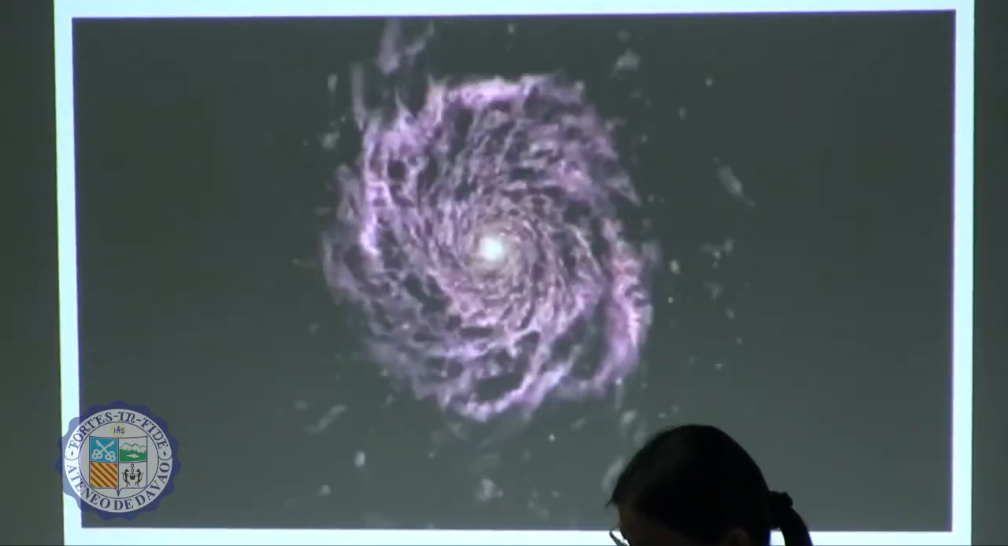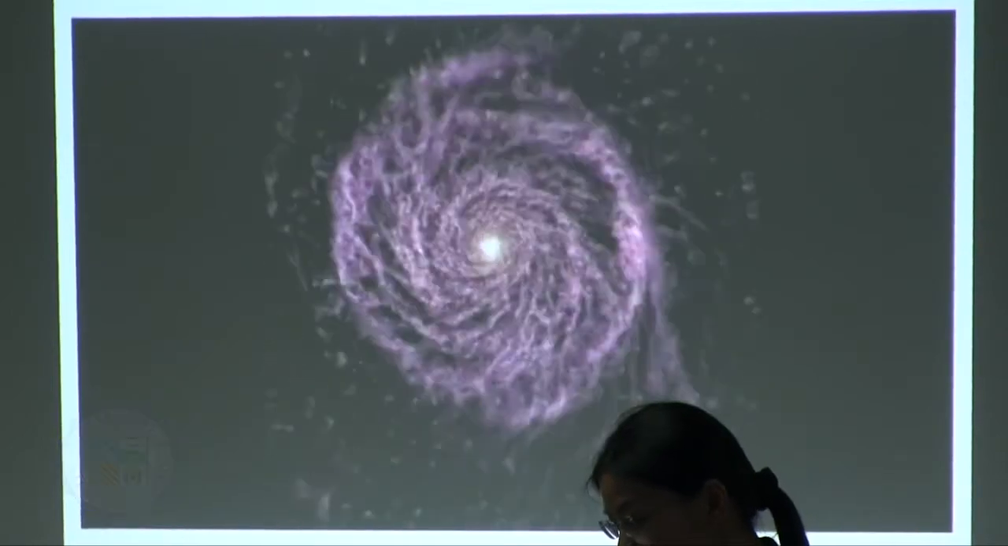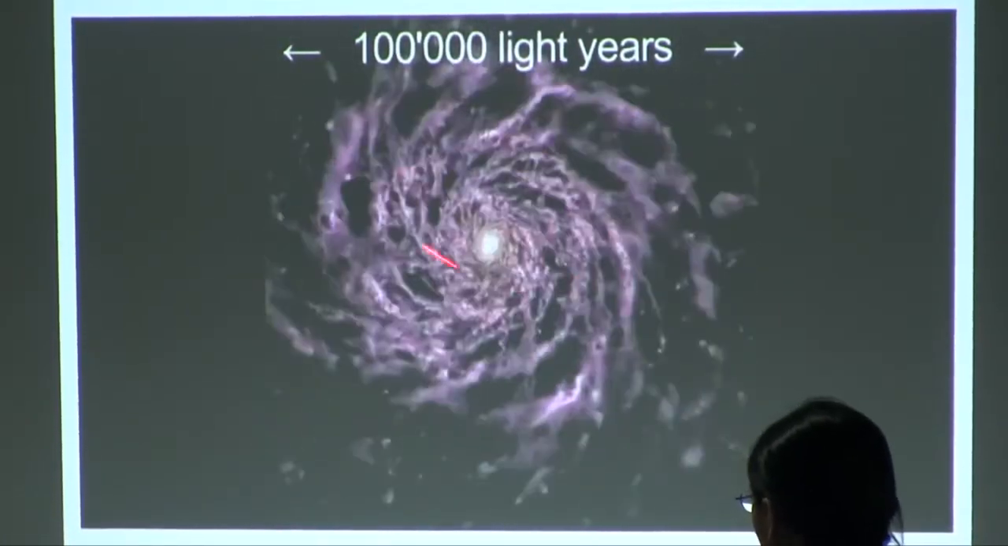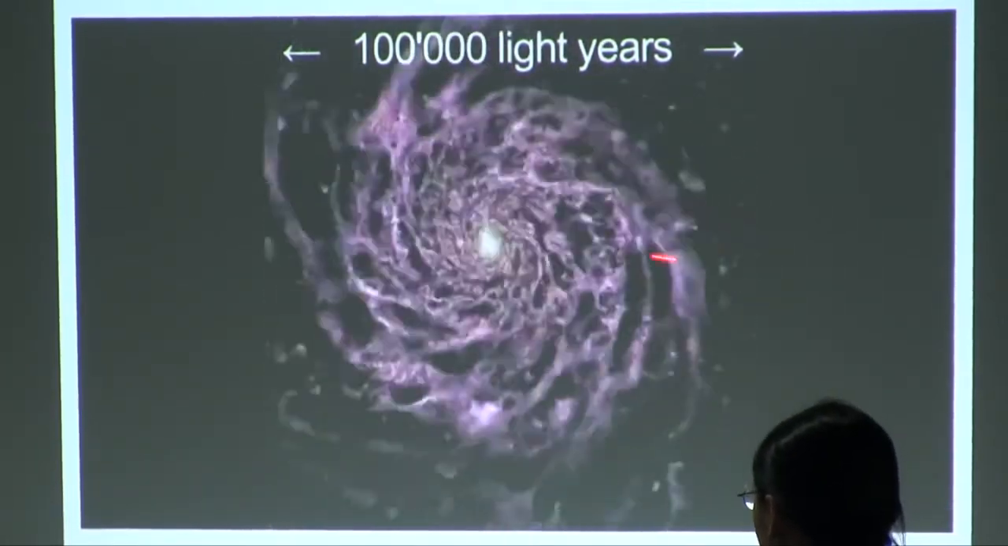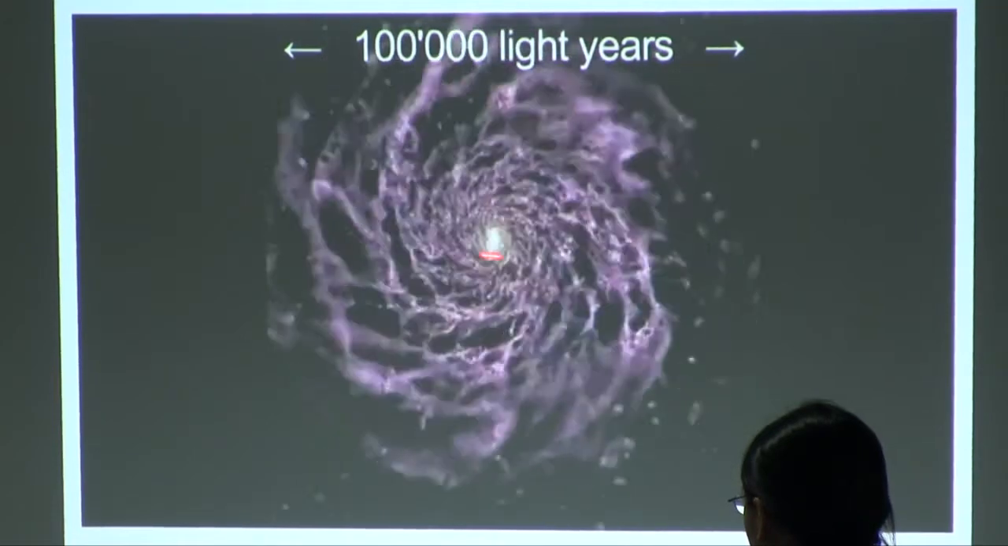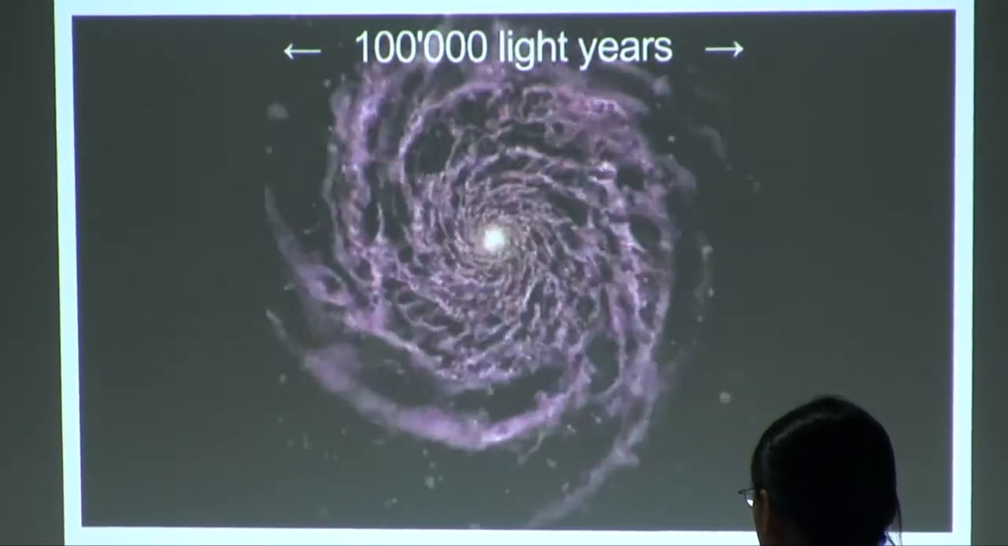And this just shows that it sort of looks like the galaxy, and it's going around. And it is sort of the right size. So it takes 100,000 years for light to cross our galaxy.